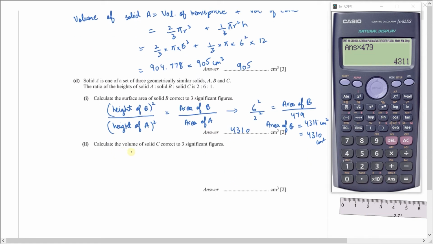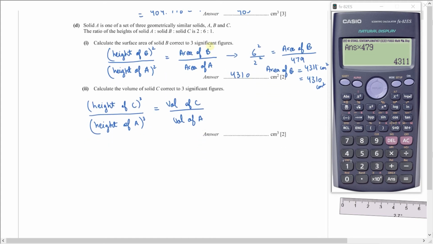The next part is calculate the volume of solid C correct to three significant figures. So similar to how we use the ratio of the square of their heights, for volume we take the ratio of the cube of their heights. So here this will be height of solid C. Now since we are dealing in volume, we will take the cube, divided by height of solid A, and then cube. This will equal the ratio of their volume, volume of C divided by volume of A.